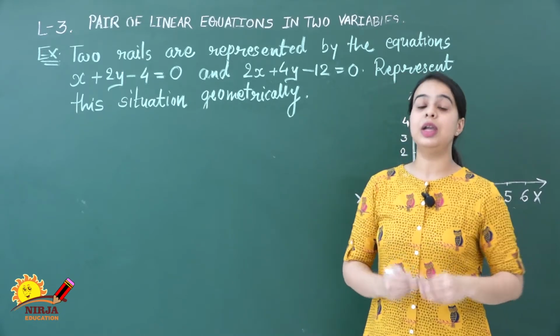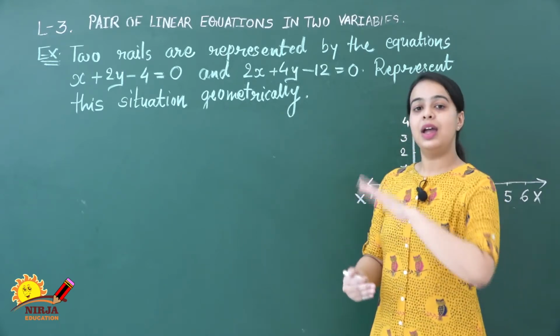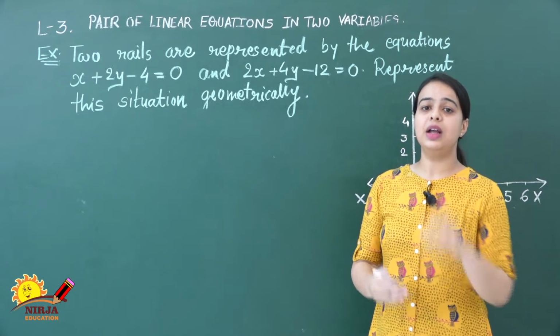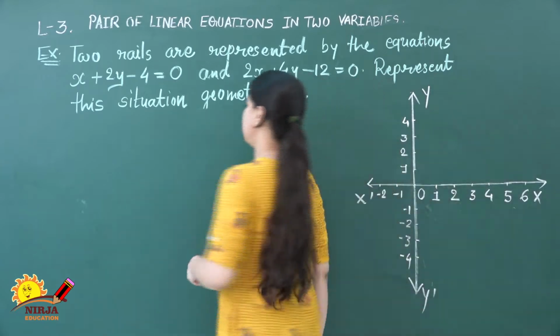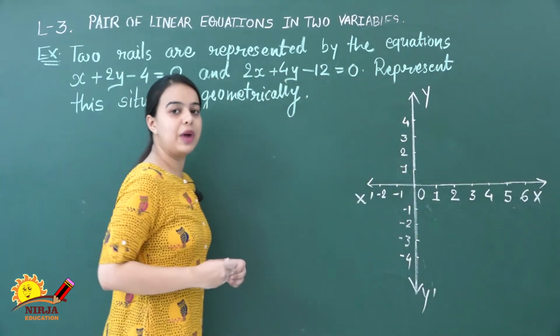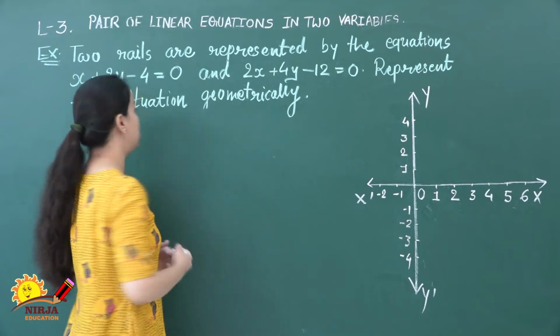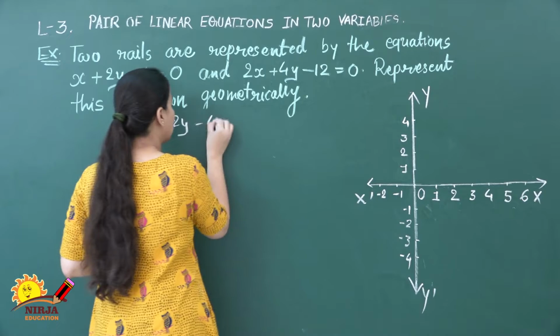As we all know, by putting some random value of x, we are going to get different y and vice versa. But the most preferable way is to take x as 0 first and then y as 0. This is the most preferable way to find the solution of a linear equation, and it is easy in calculation also. So let's take first x plus 2y minus 4 is equal to 0.